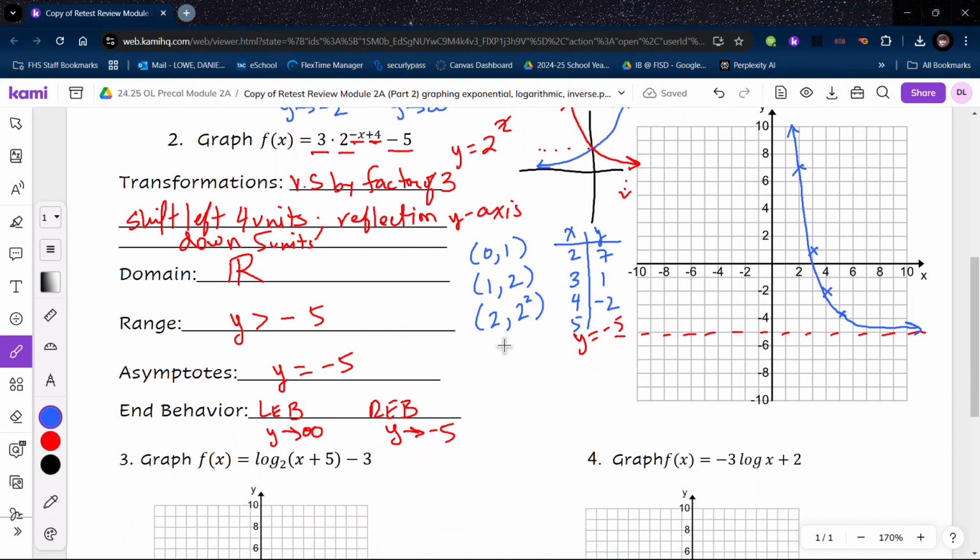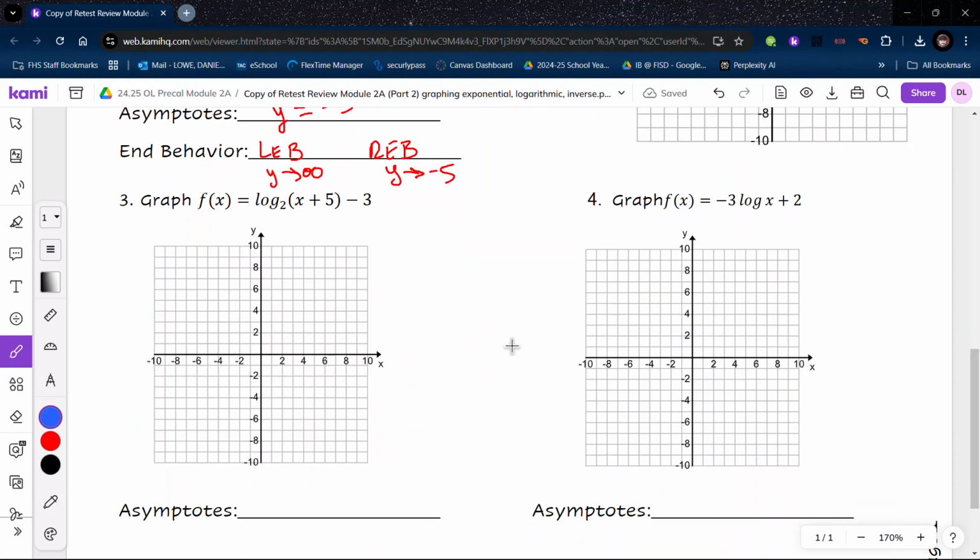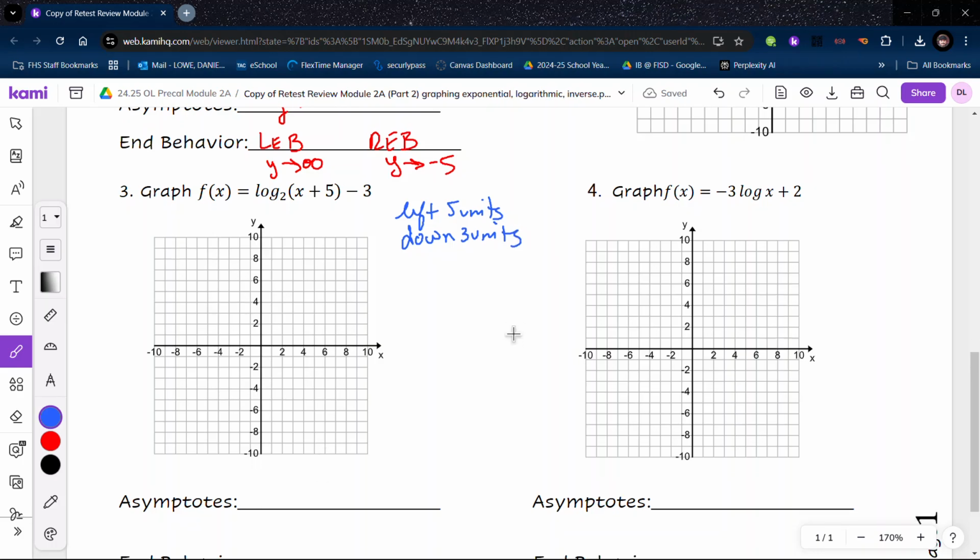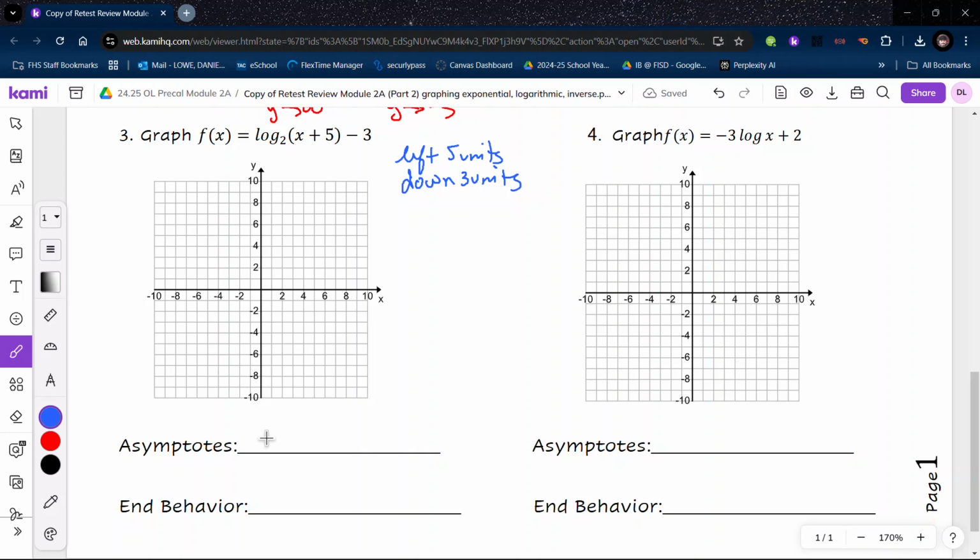All right, continuing with our graphs. We have our graph for a logarithm, right? And we can say, well, what's happened with this particular function? We've moved to the left 5 units, and we've moved down 3 units, right? So what's going to happen with my asymptote? My asymptote has moved to the left by 5 units, so that's now going to be x equals -5. I know the general shape of my graph is going to be looking like that.